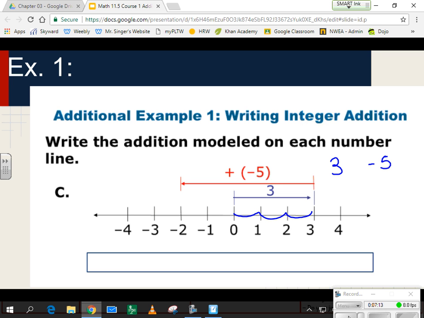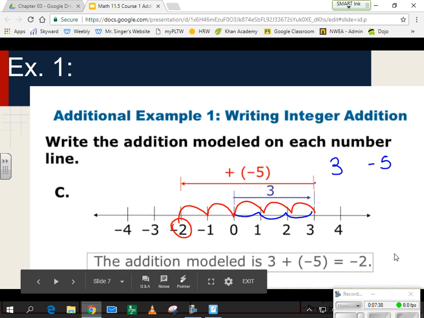Now from here, the math can get maybe a little easier for you. So you have 3 minus 5, and you know you're taking away 3 from 5, and you're going to end up with a negative. So let's use red. So if we're at 3 and we go back 5, 1, 2, 3, we're back at 0. 2 more, you're now at negative 2. So 3 plus negative 5, or 3 minus 5, gives you the same answer, which is negative 2.